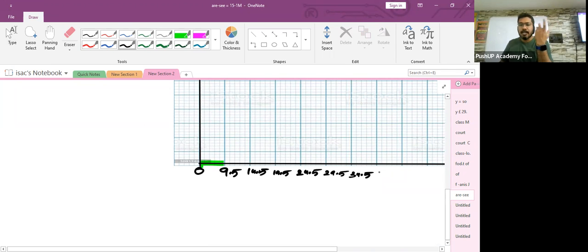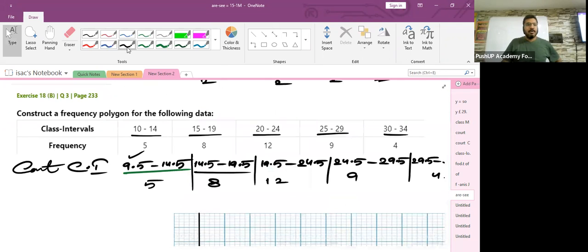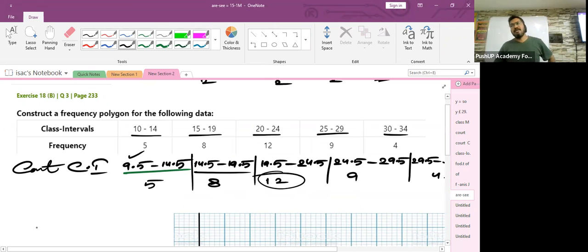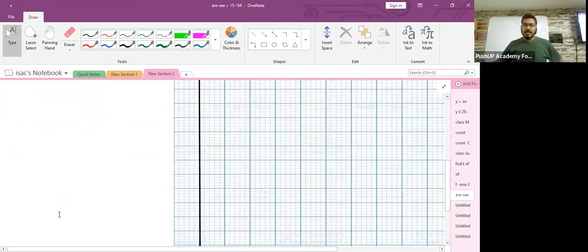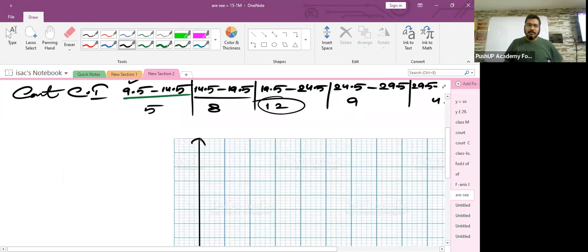And I will personally recommend you to write one additional class interval, that is 34.5 to 39.5. Are you getting it, children? Now you know why I am adding that extra class interval? Because I have to join the last frequency to the midpoint of the next class interval. Fine, children. Now, we have to decide what the frequency should be. What is the maximum frequency to be shown? 12, isn't it? So what I will do on each centimeter on the y-axis.